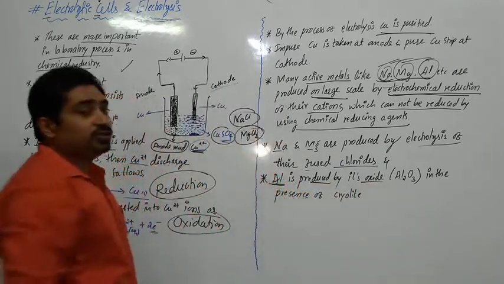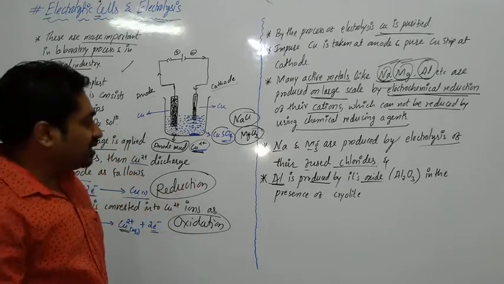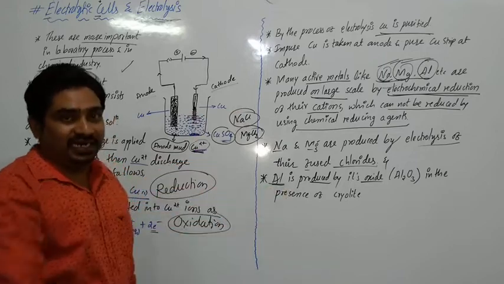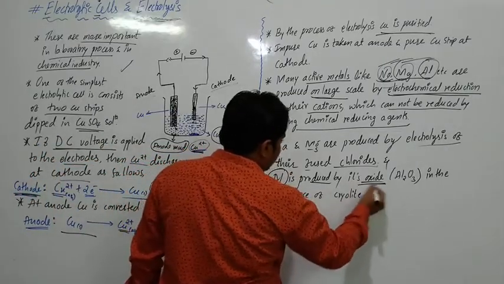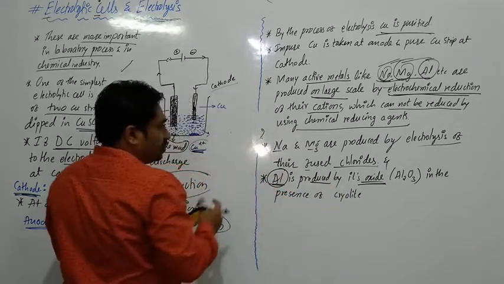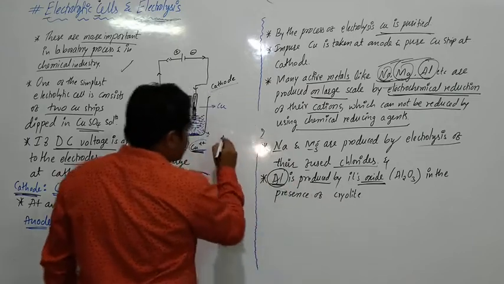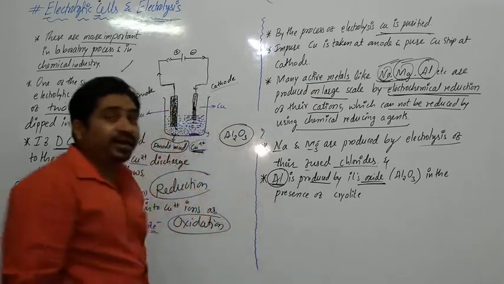We cannot prepare aluminum from aluminum chloride, isn't it? Aluminum chloride is a Lewis acid. It will show some other reactivity. To prepare aluminum, we use aluminum oxide. It is also called alumina. You might remember, we have heard about this. Al2O3 is also called alumina. So aluminum is prepared from alumina.